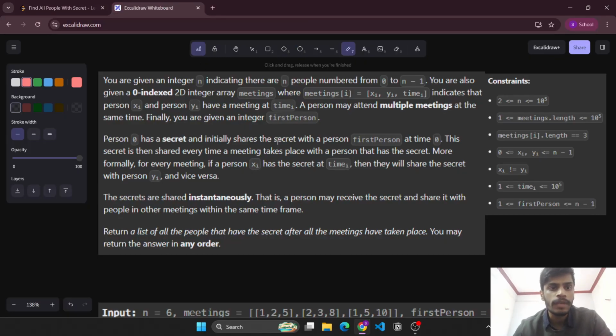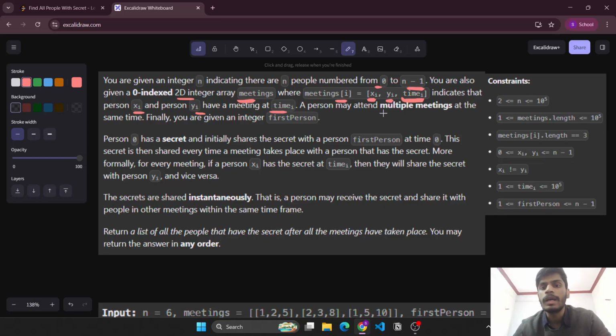So the problem states that we are given an integer n, which indicates the number of people that we have, and the people are numbered from 0 to n minus 1. Now we are also given a 0-indexed 2D integer array meetings, where meetings[i] will denote the people involved and the time at which the meeting is happening. So x and y person have a meeting at this particular time.